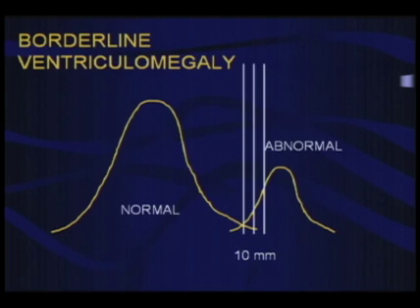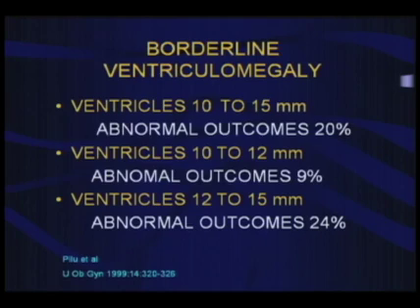Well, let's look for a moment really what ventriculomegaly means, especially at that borderline ventriculomegaly between 10 and 12 or between 10 and 15. If we look at isolated borderline ventriculomegaly in which there's no other abnormality detected in the fetus, we see and we stratify these between 10 and 12 and then between 12 and 15. We see that as the ventricles get bigger, the abnormal outcome increases. So it's 9% in those ventricles from 10 to 12, and abnormal outcome was increased to 24%.